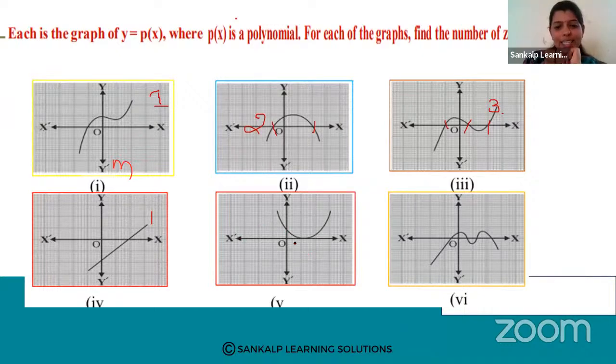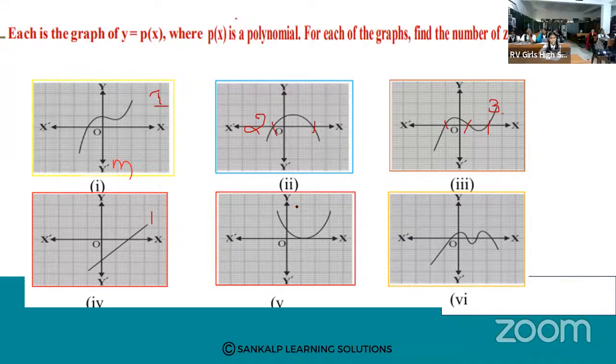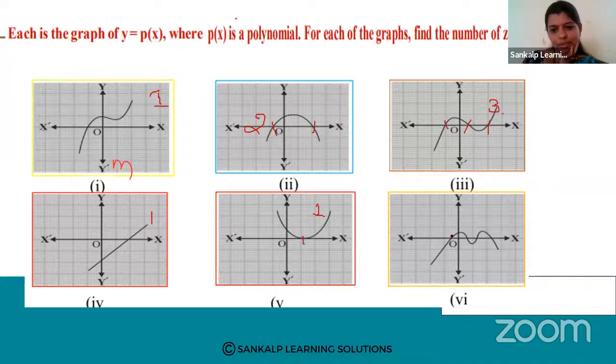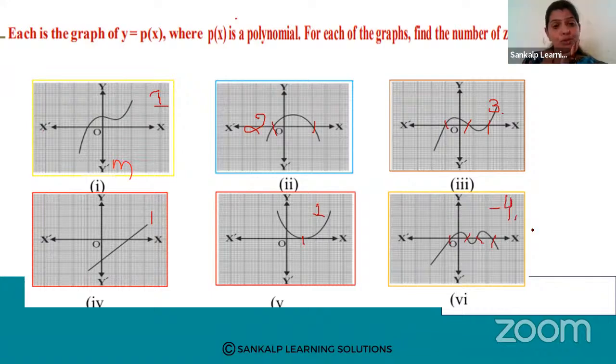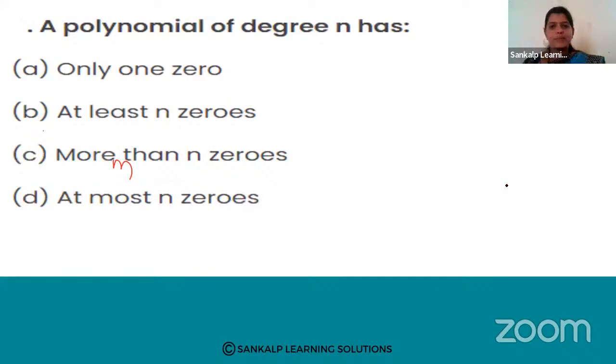Okay. Next, in this case, how many zeros it has? Here, 4. 1, 2, 3, 4. Yes, very good. 4 zeros it has. Yes. Okay. Next question.